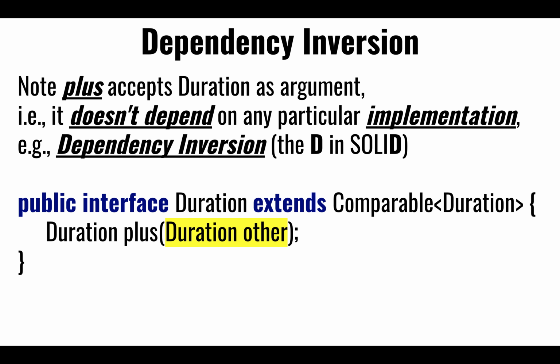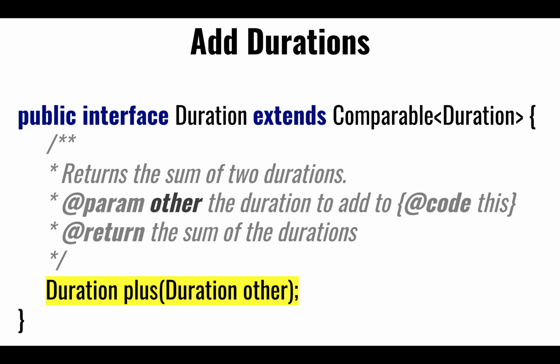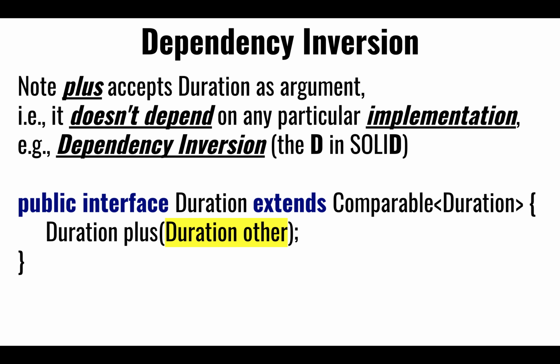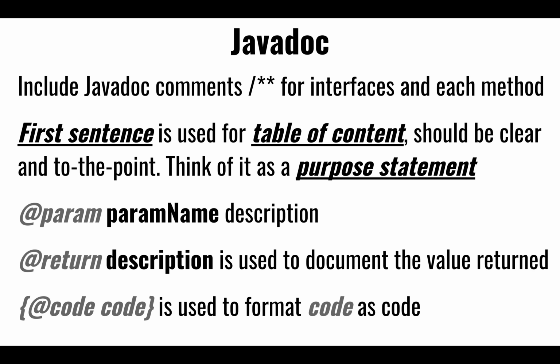Other things. Notice that in the plus, we're passing along a reference to our interface, so it doesn't depend on any one particular implementation. We should be able to add one duration to another duration, regardless of how it's implemented internally. And this is the principle of dependency inversion, that allows us to not depend on any one particular implementation.